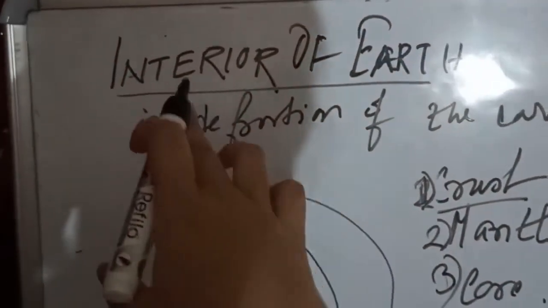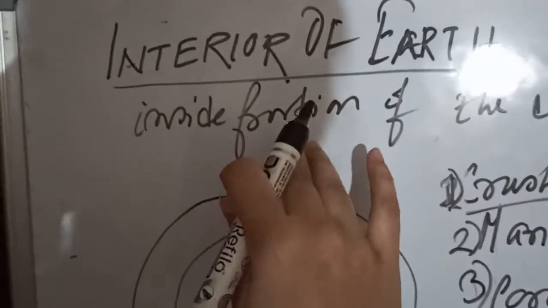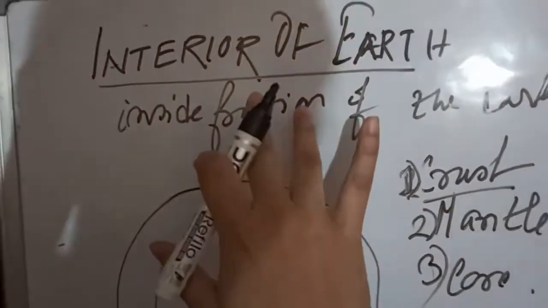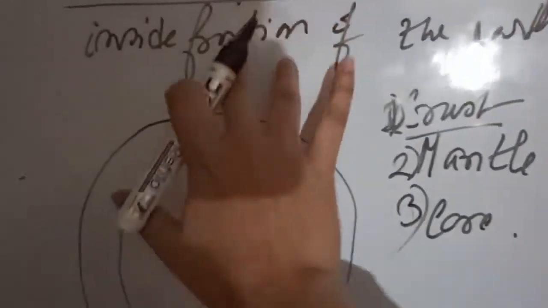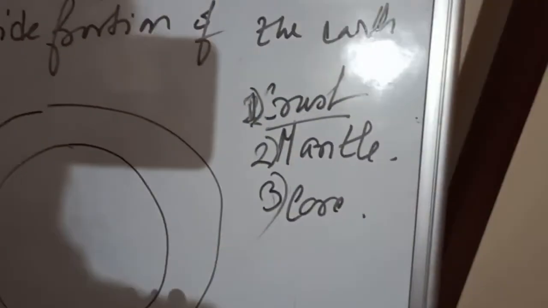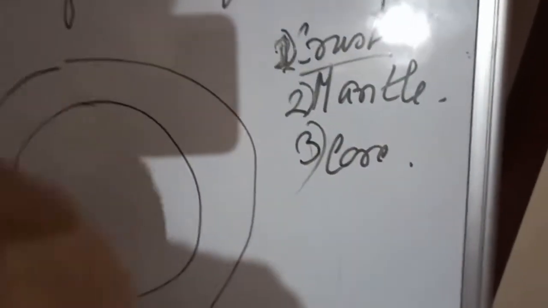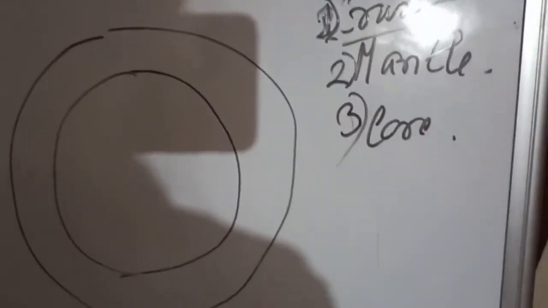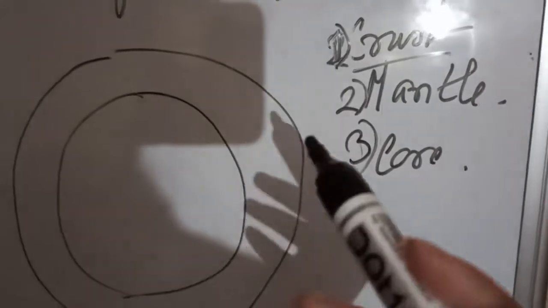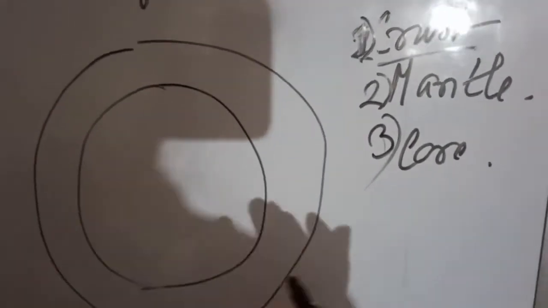Today I'm going to start with the chapter Interior of the Earth. This chapter basically gives an idea about the inner structure of the Earth. Our Earth is divided into three portions: one is the crust, then we have the mantle and the core. So this chapter deals with the interior structure of the Earth.